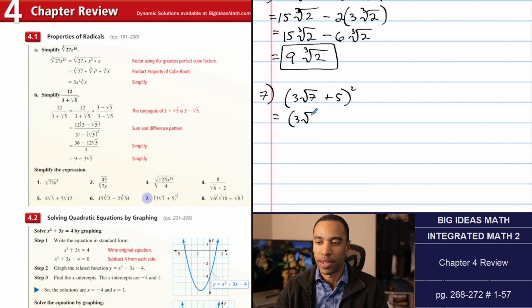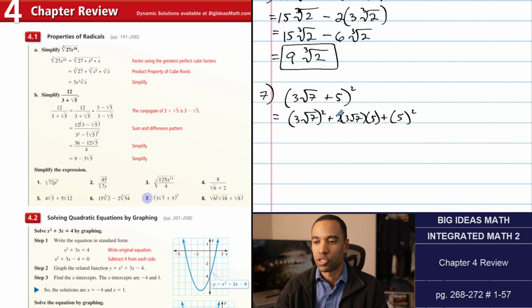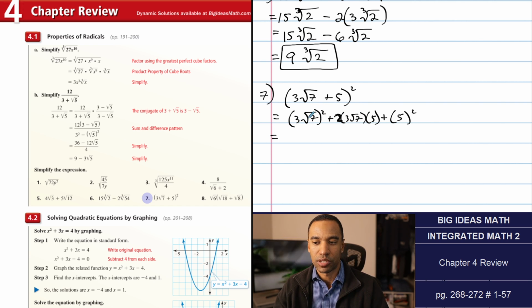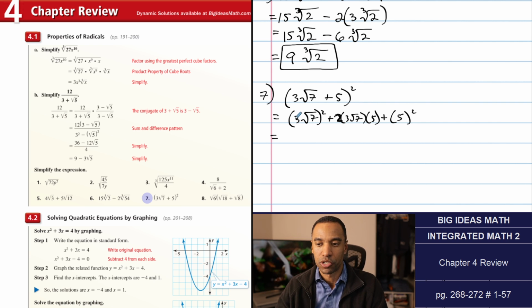We will be squaring 3 root 7. We'll even be squaring 5, but there's a middle term. It's a squared plus 2ab plus b squared. There's a 2ab. Boom. 2 times 3 root 7 times 5 is in the middle. 3 root 7 squared, you do square the 3 and the root 7 this time. In a product, you square every portion of it.